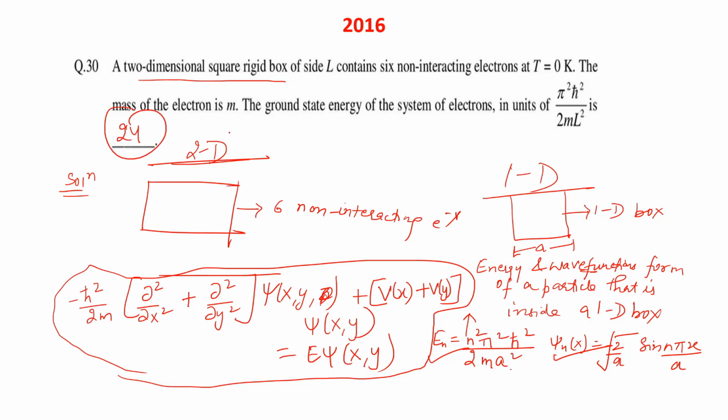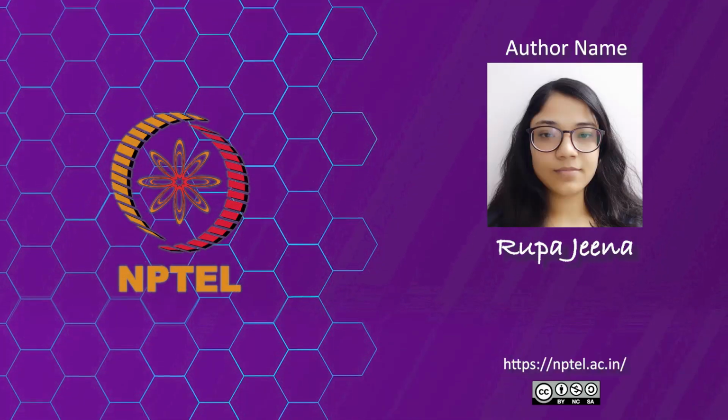I have taken a, but in the question it is given as L. So this is a mistake from my side. It will be L, the dimension is L. Okay, so the answer is 24. Thank you.